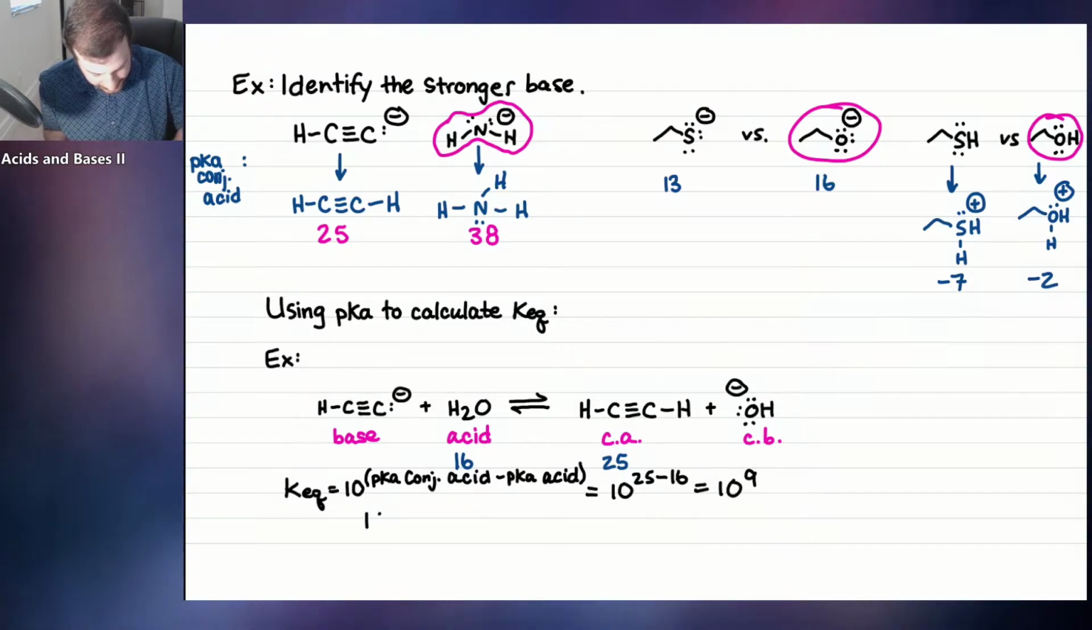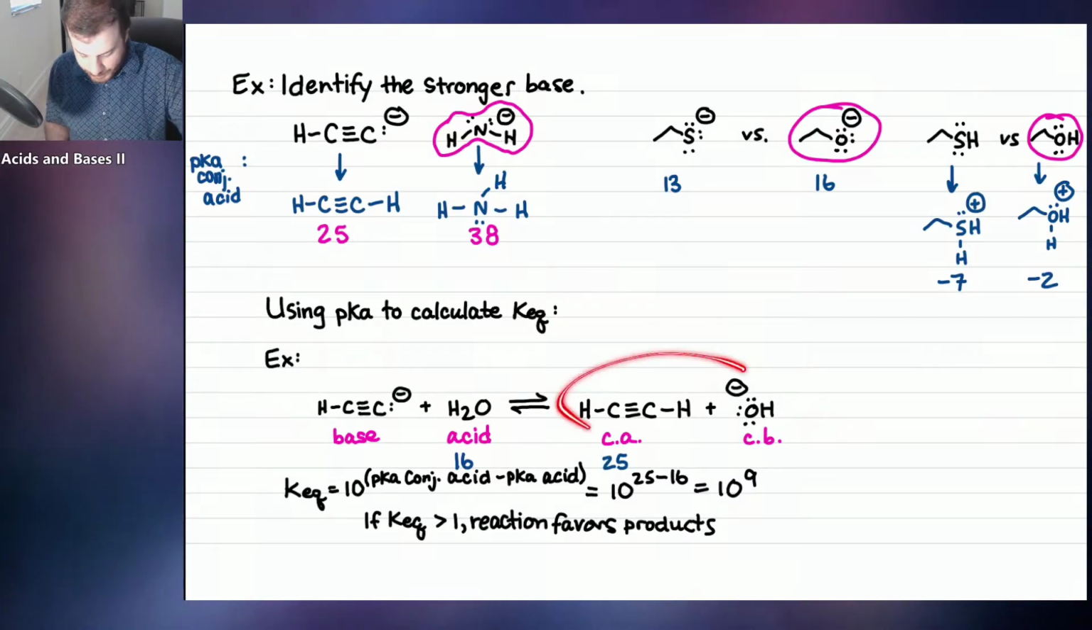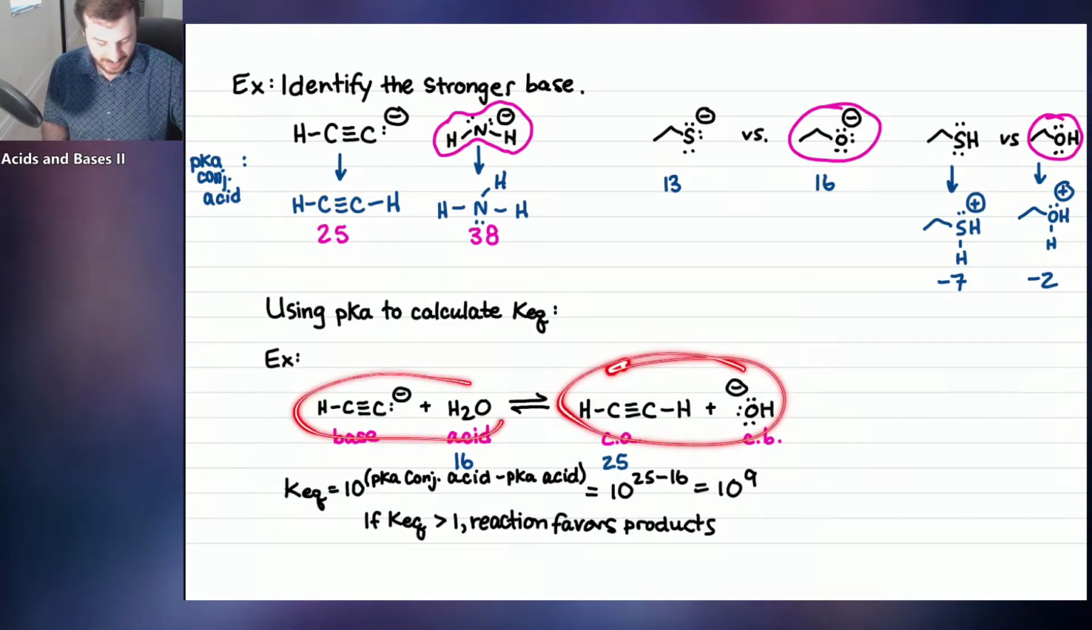Well, if KEQ is greater than 1, the reaction favors products. In this case, that is true. So KEQ is 10 to the 9. That's much, much bigger than 1. That's a billion. So the reaction favors the products a billion to 1. That's what it tells us. So if you did this reaction, there would be a billion times more of this than this.